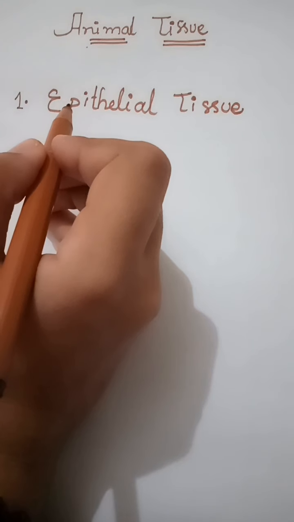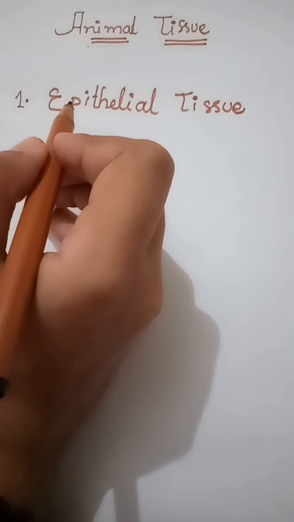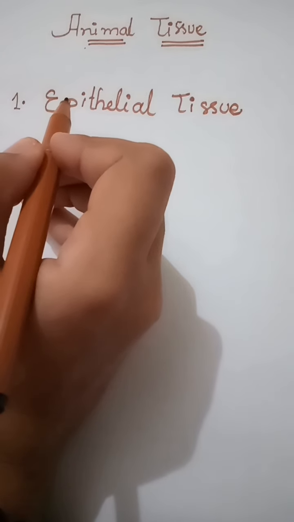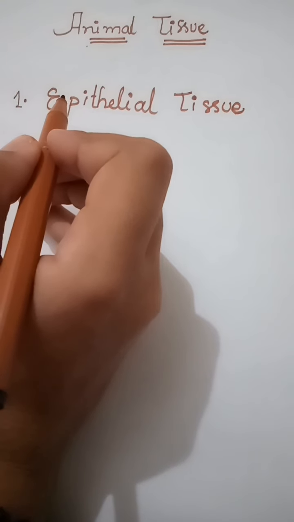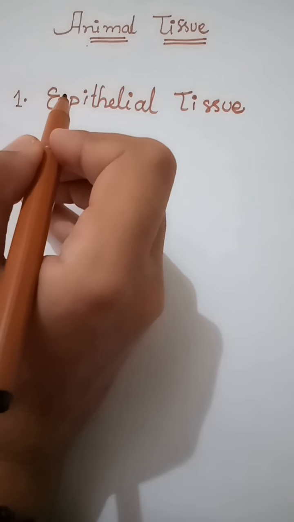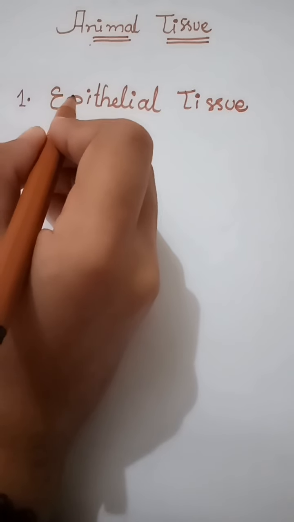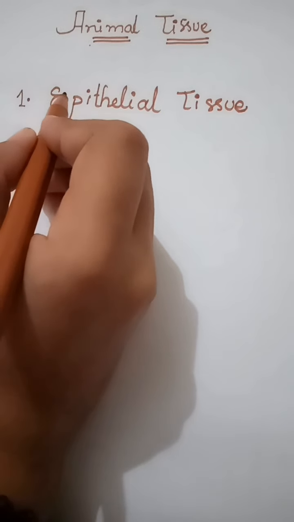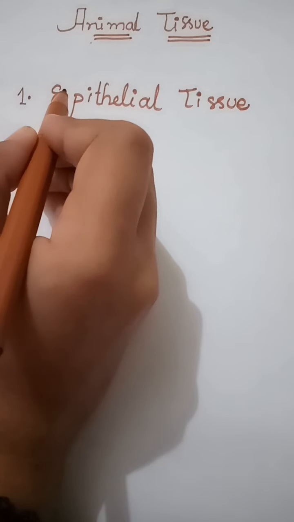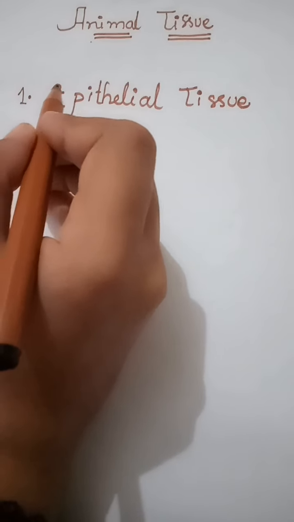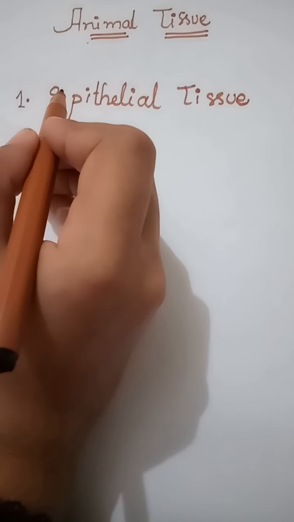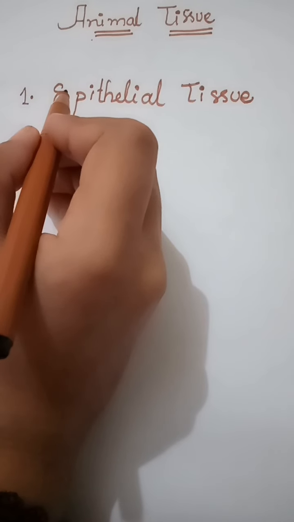The primary function of epithelial cells is to protect the organ. However, they perform other functions also. For example, the epithelial cells which line the stomach secrete juices to digest food. Epithelial cells of the intestine help to absorb digested food.